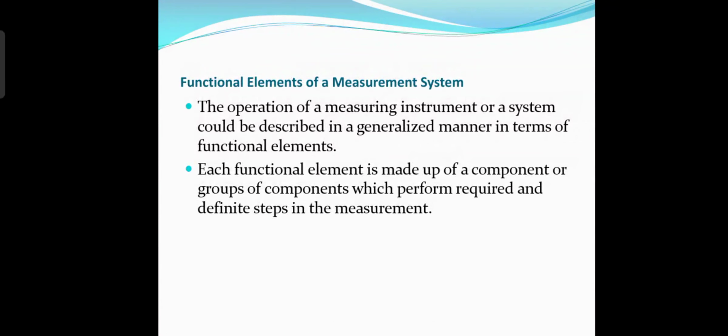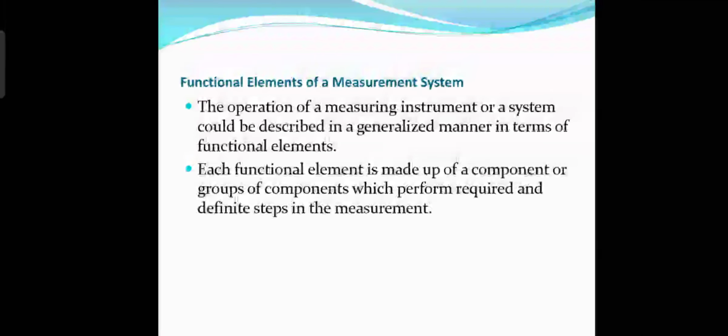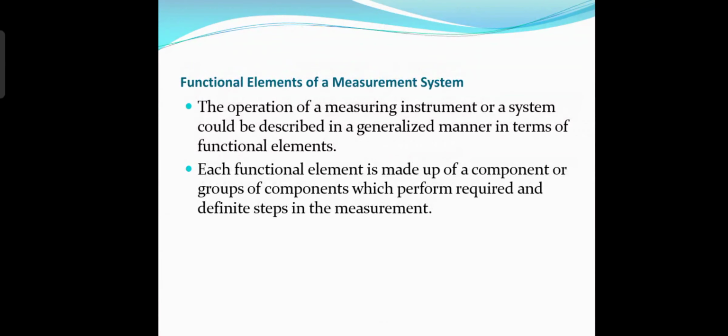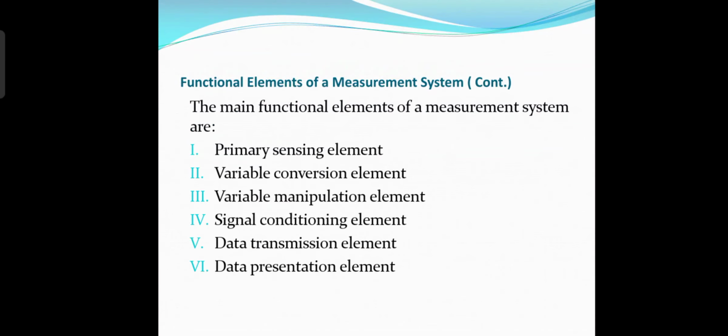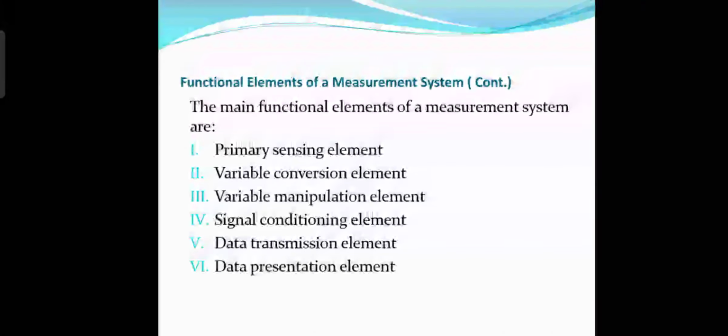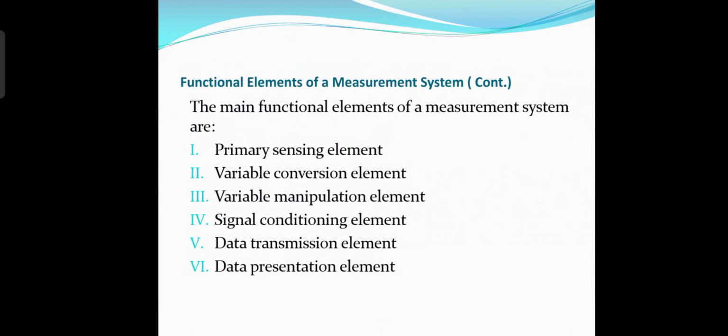The operation of the measuring instrument could be described in a generalized manner with the help of the functional elements. Each functional element is made up of components which perform required and definite steps in the measurement. The functional elements of the measurement system are primary sensing element, variable conversion element, variable manipulation element, signal conditioning element, data transmission element, data presentation element.